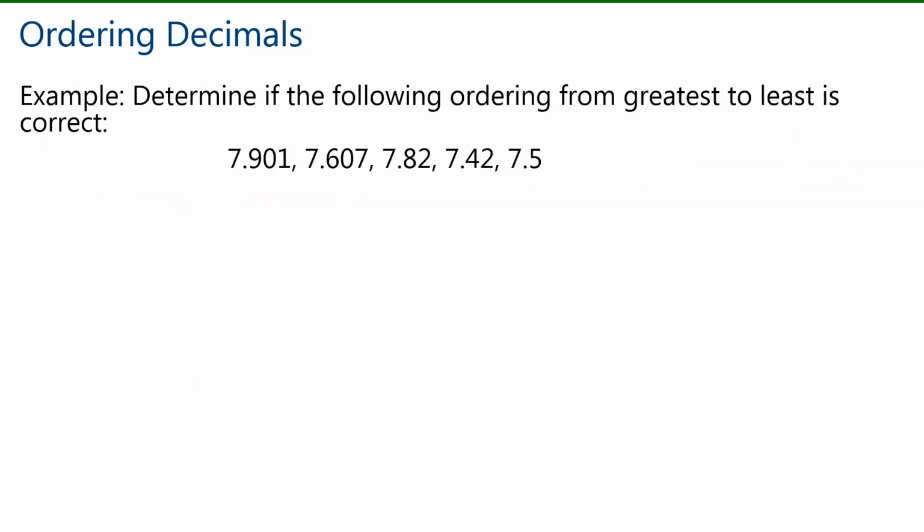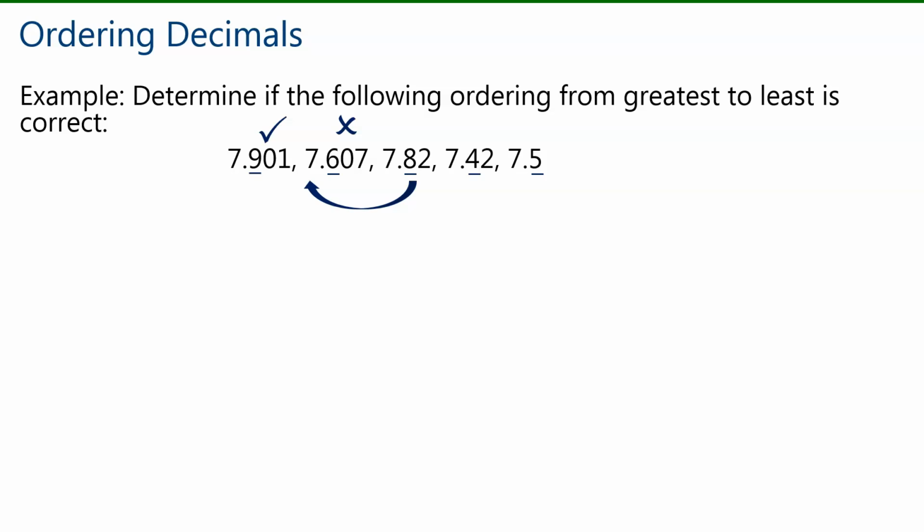Now for the next example, we're given a list that's already ordered from greatest to least, and we have to determine if it's done correctly. So I see that they all start with 7, so let's move on to the tenths place. I have 9, 6, 8, 4, and 5. So the largest one is 9, so that is correct. But then 8 will come next, so that's not right. 7.82 needs to be moved in front of 7.607.